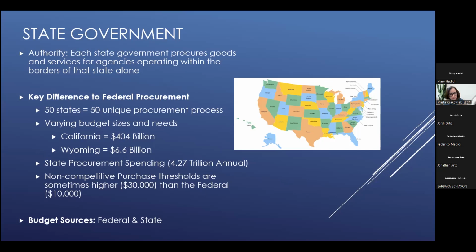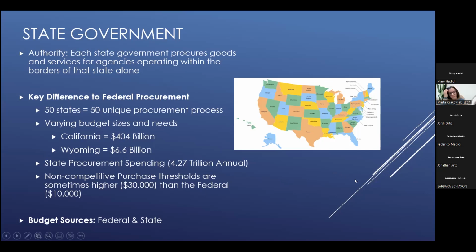Their budgets vary wildly. Again, it depends on population size, tax base, and what kind of industries they have. For example, I've got the two ends of the spectrum here. You've got California at close to $500 billion, at 400 billion, and then you've got Wyoming, one of our least populated states, that has about 6.6 billion. You can see that the budgets mean how much they can use to buy, what they can procure. So if you're looking to target where to sell your goods, budgets are a good place to start.